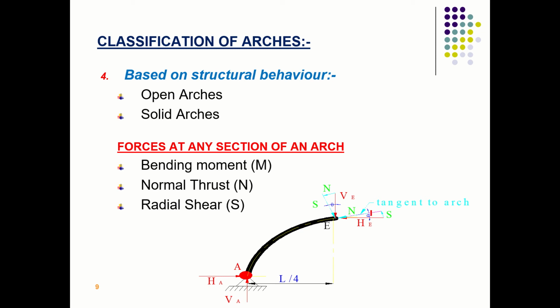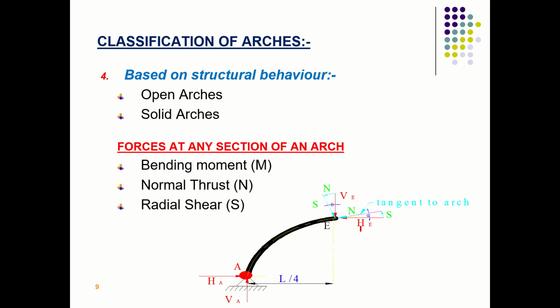Your C was here. Now you have taken a point E, and you have to determine the bending moment, the normal thrust N, and the radial shear S. So basically you have to determine these three forces at any section in the arch. Let's discuss this section at point E.